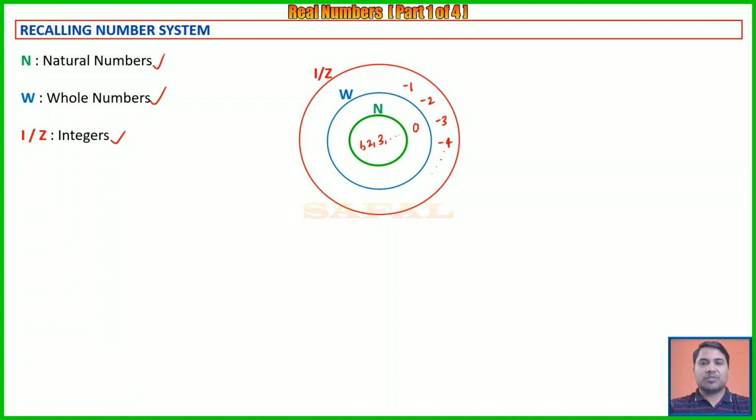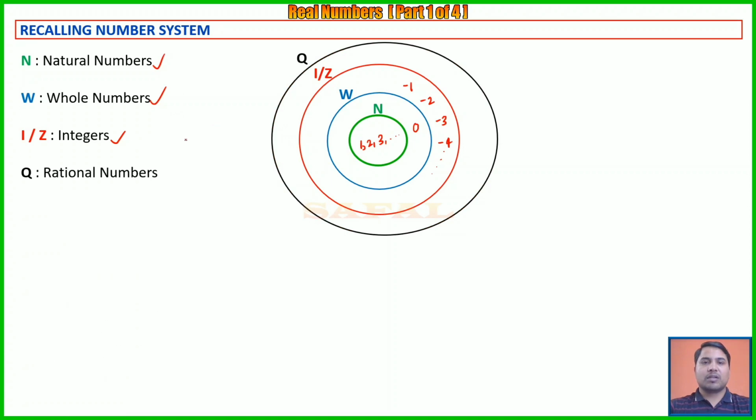The next number which we have studied after integers is rational numbers, which are denoted by capital Q, and the numbers which are written in the form p by q are called rational numbers, where p and q are integers and q not equal to 0. So the numbers like 1 by 2, 3 by 7, -9 by 11, any number which you can write in the form p by q, where p and q are integers, comes under the category rational numbers.